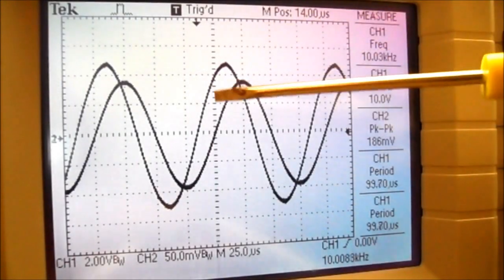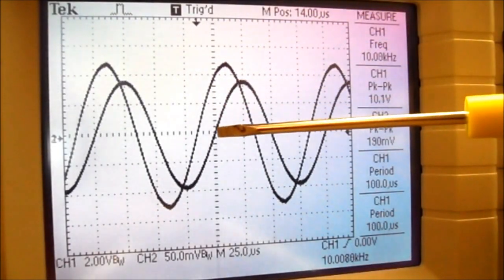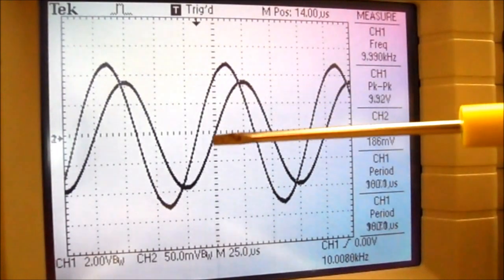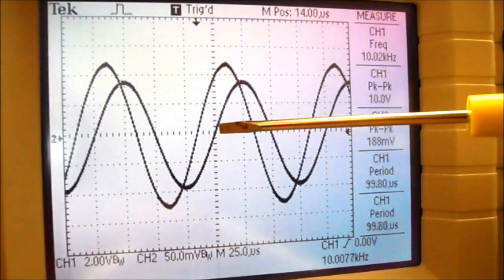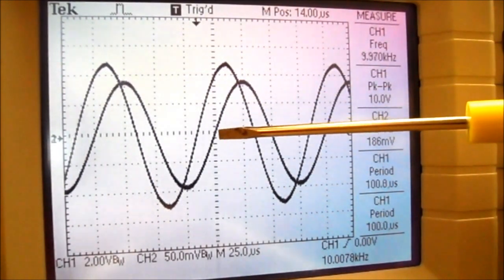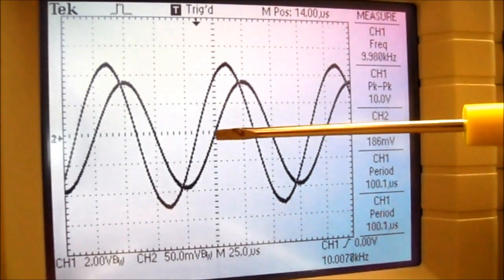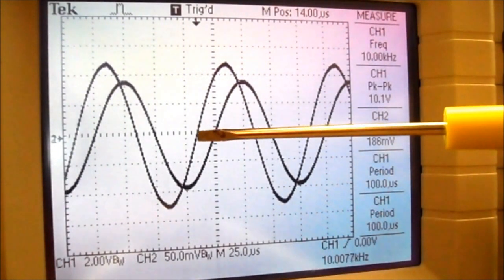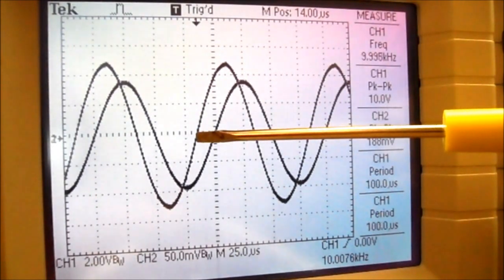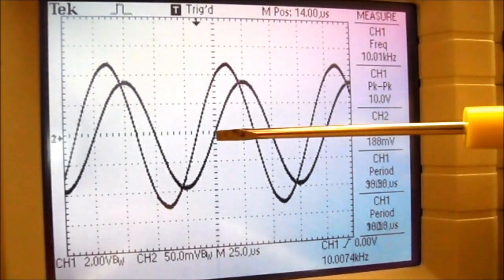Okay, to plot the waveforms, remember that IN is going to be your reference waveform, so adjust your horizontal position to move IN to the zero crossing line. That means the applied voltage will be leading IN.